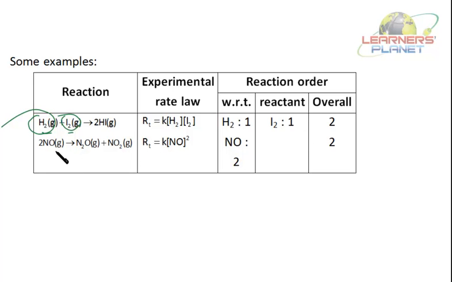Another example is nitrogen dioxide, NO2, which is a gas again. It dissociates to give N2O and NO. In this case, the rate of the reaction is equal to k[NO2]^2. That is, when the concentration is doubled, the rate of reaction will be quadrupled.